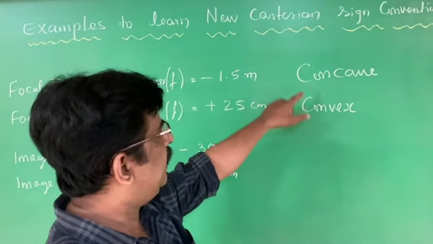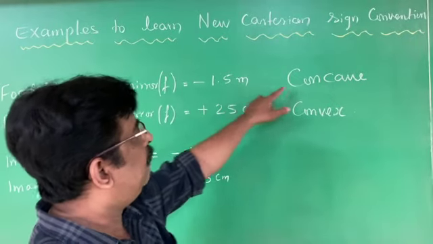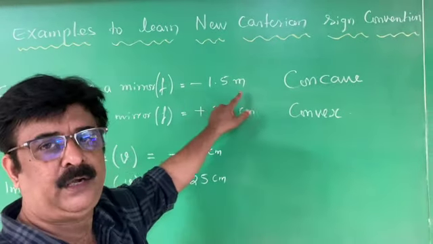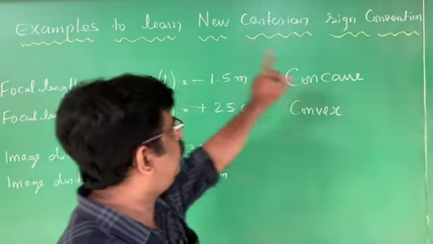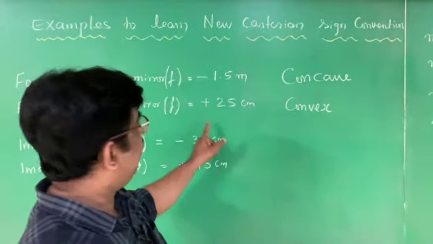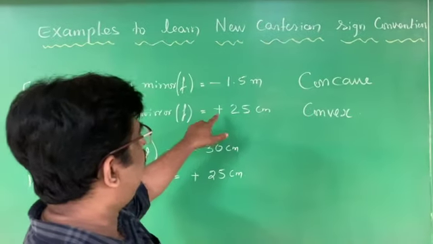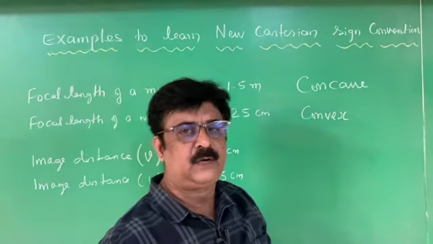Suppose they give the focal length of a concave mirror as 1.5 meter, you have to take it as minus 1.5. If they give concave, you should take minus. If they give convex, you have to take plus. If they give minus, you have to consider that mirror as concave. And if they give plus, you have to consider that mirror as convex.